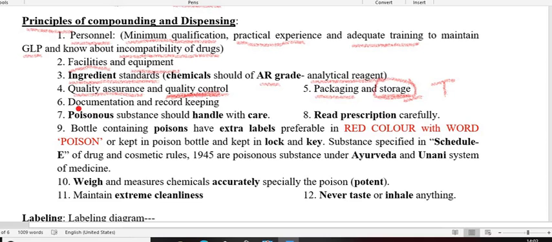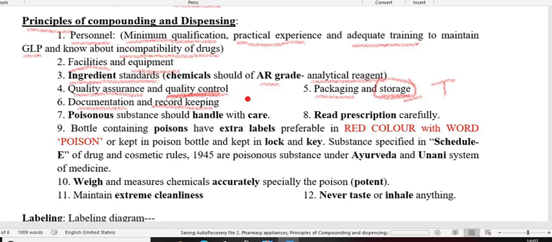Then under this, documentation and record keeping is also very, very important. You are preparing a pharmacy preparation in the lab that came from the prescription of a doctor. You have to keep at least a Xerox copy of that, so that you are covered if something happens. So documentation is very, very important, to know on which date you prepared it, and you have to keep the record of these things.